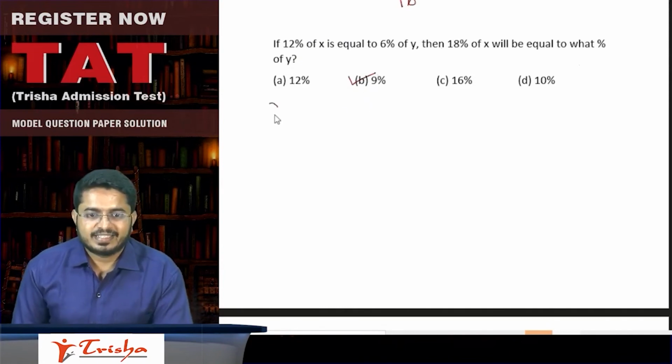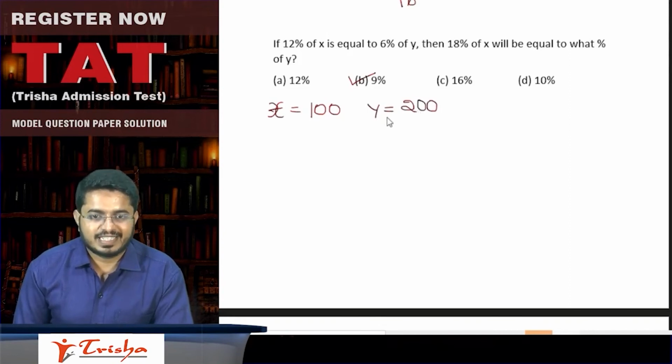Let's say X is equal to 100 and Y is equal to 200. See there, they have given two different variables. That means the value will change, correct, right? So 12% of 100 will be 12. 6% of 200 will be 12.